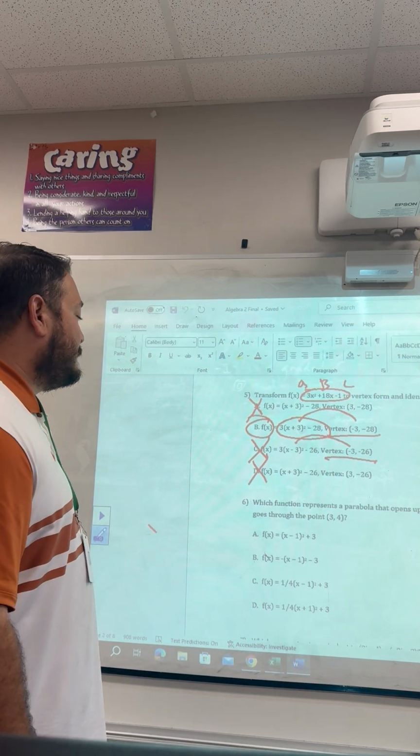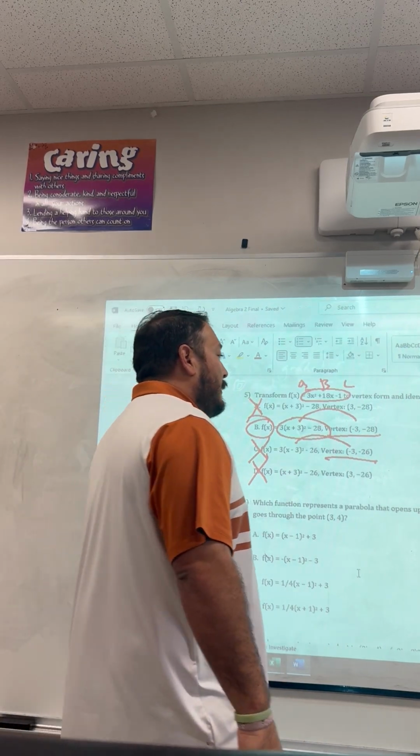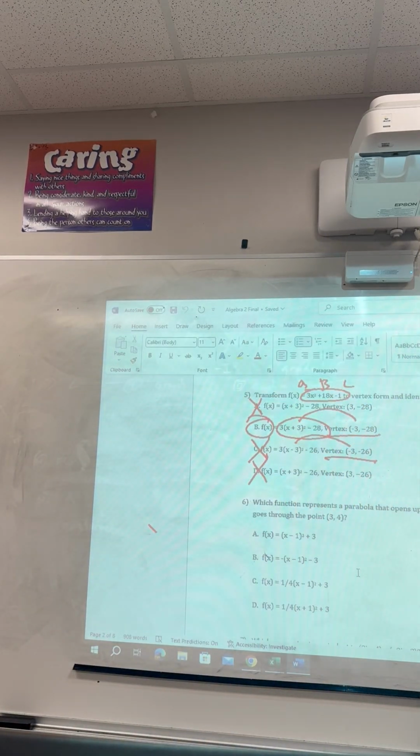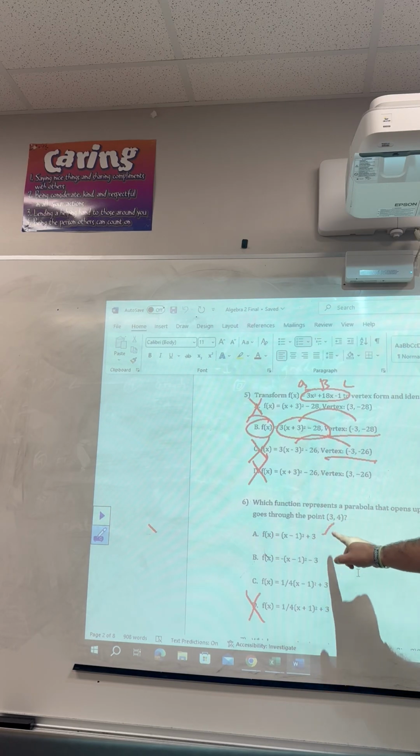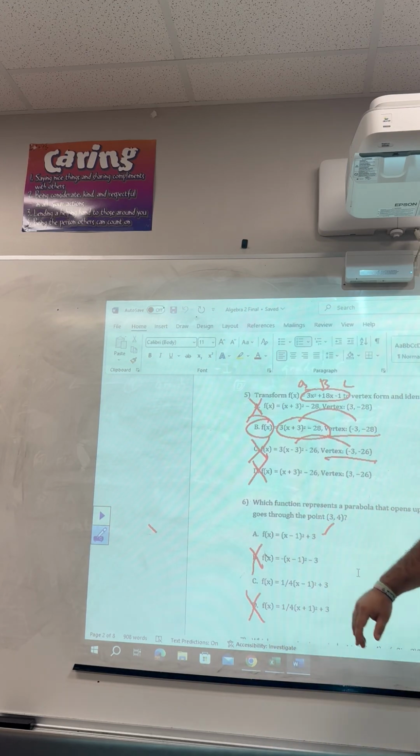Number 6, which graph function represents a parabola that opens upward and has a vertex of 1, 3, and goes through the point 3, 4. Same thing with the rule with the vertex, right? We plug in 1 and 3. The 1 has to flip, so it needs to be -1. This one's +1. It cannot be this one. The 3 stays the same. The 3 is the back number. It needs to be +3. That's good. This one's wrong. It flipped. It shouldn't flip. So it's between A or C.